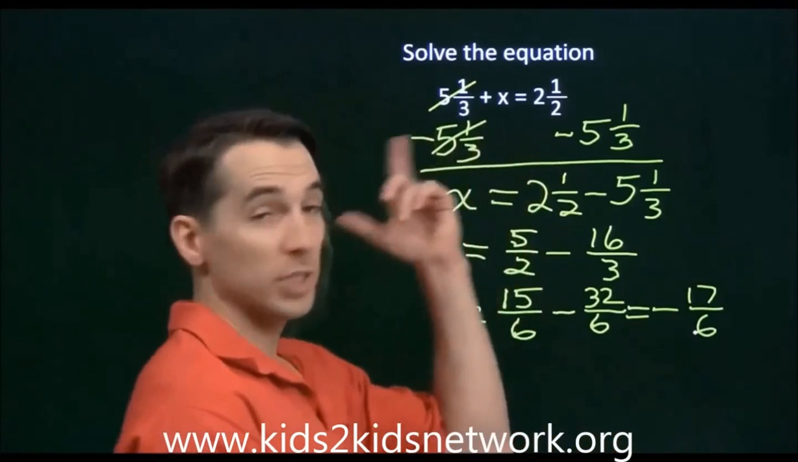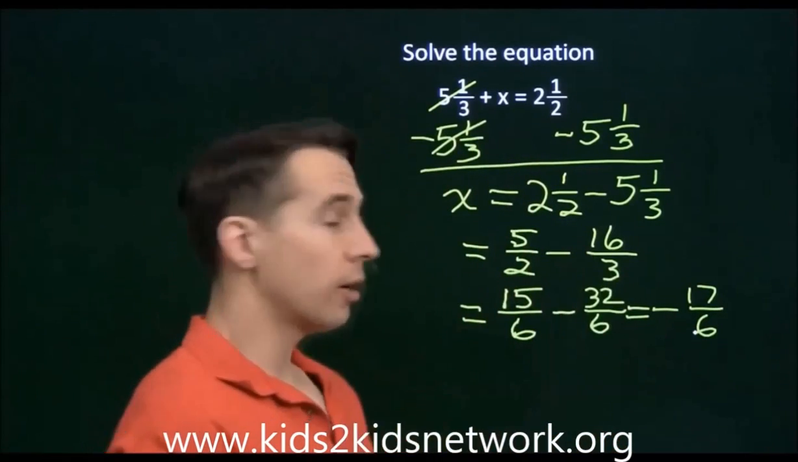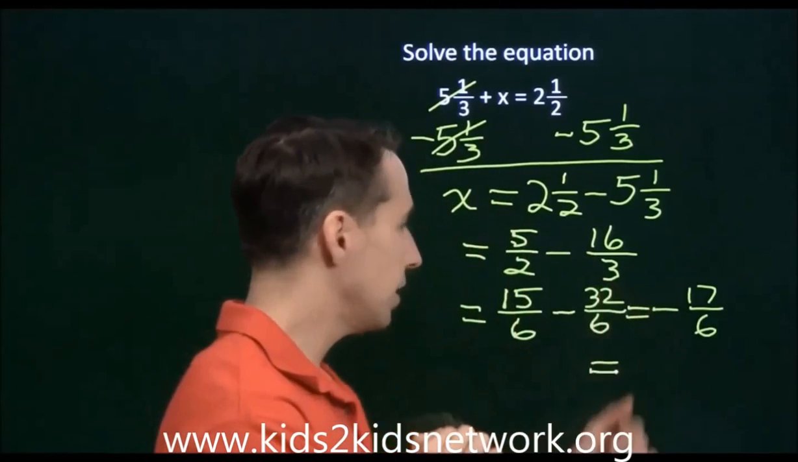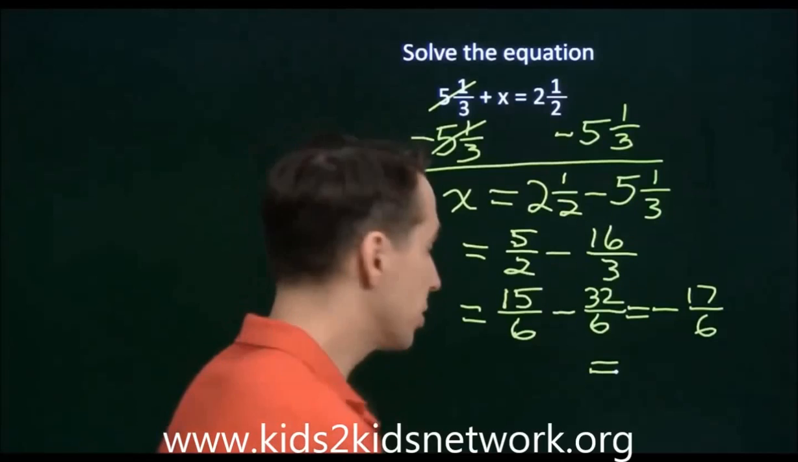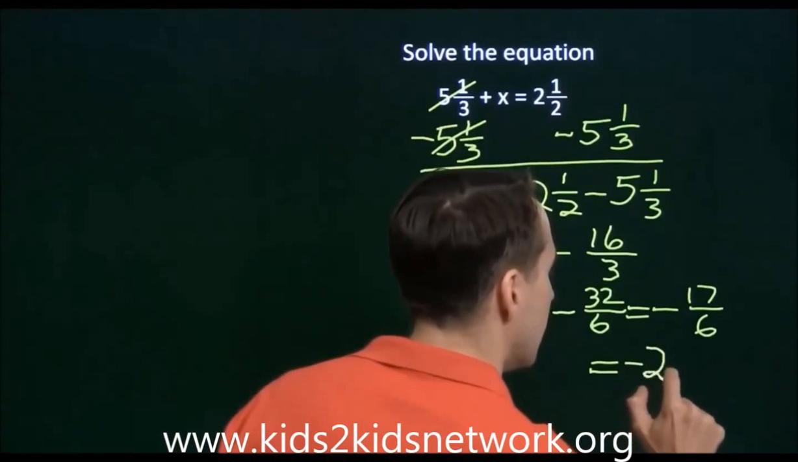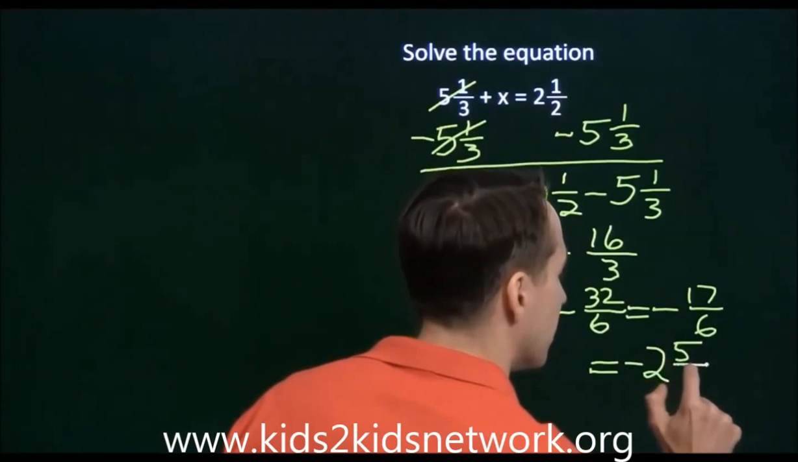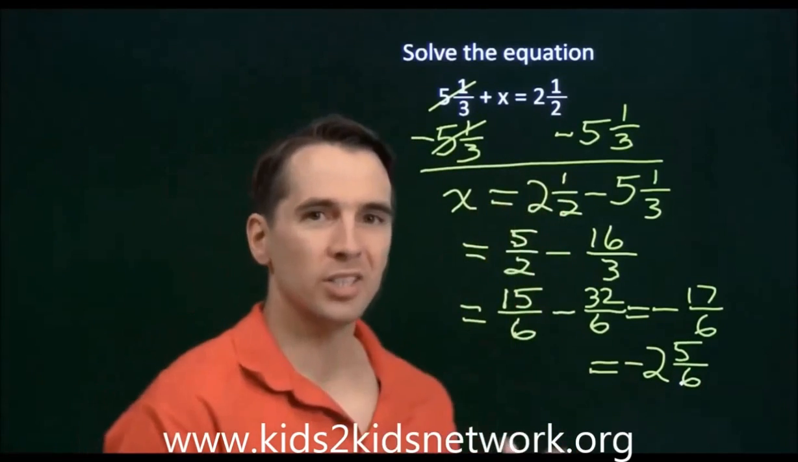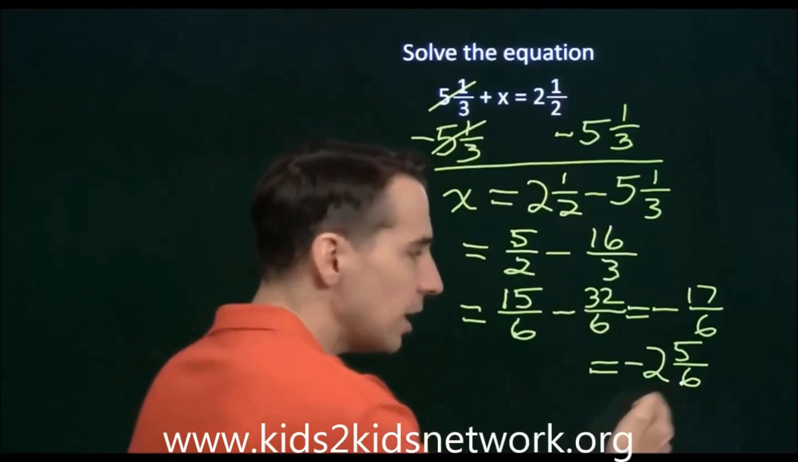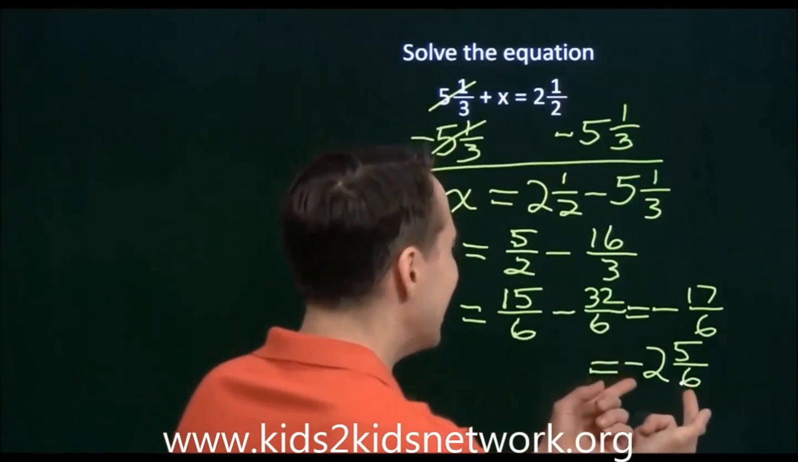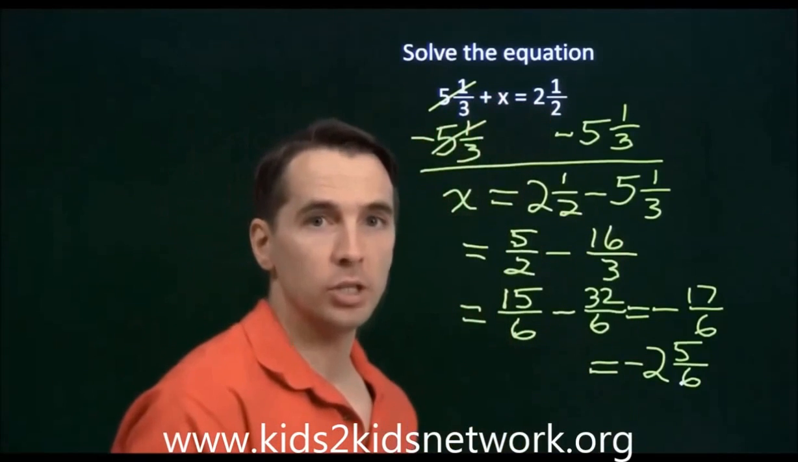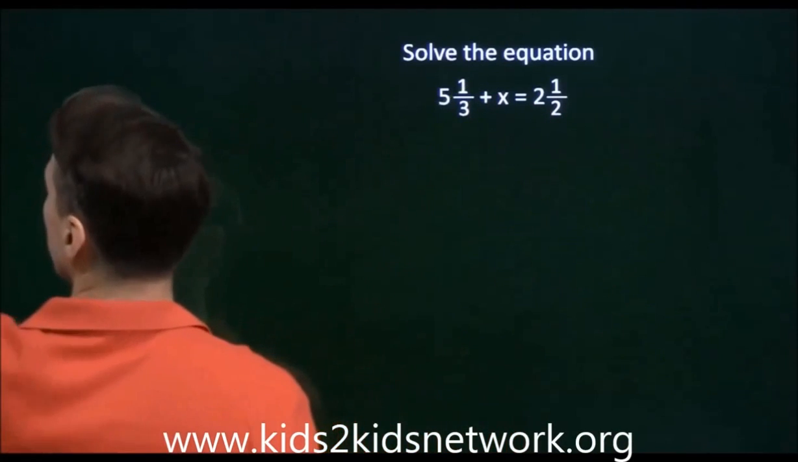Now, of course, the problem's in terms of mixed numbers. We want to write our final answer as a mixed number. So let's see, 17 sixths, well, 12 sixths is 2. So this is negative 2 and 5 sixths. Now one thing you can do that's really cool with equations is you can check your answer. You can see if you have the right answer here at the end by taking this and sticking it back in here for X and seeing if the equation works. It's a particularly good idea to do when dealing with fractions because it's so easy to make mistakes with fractions.